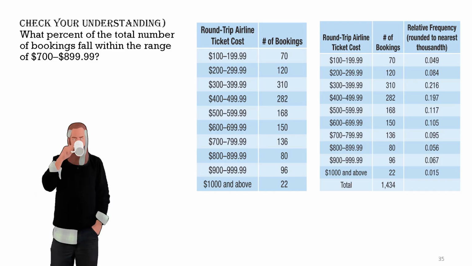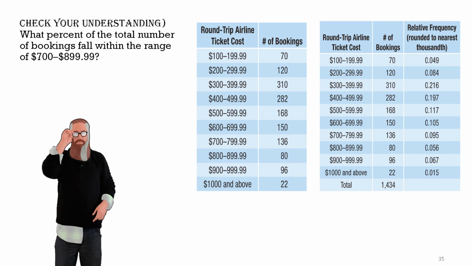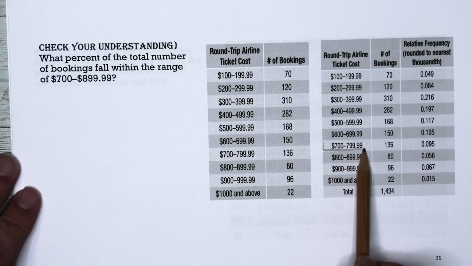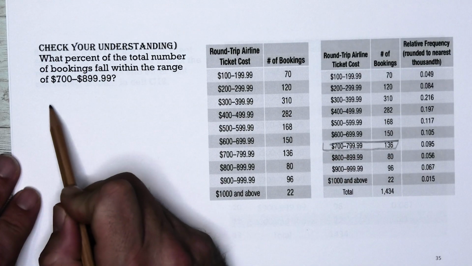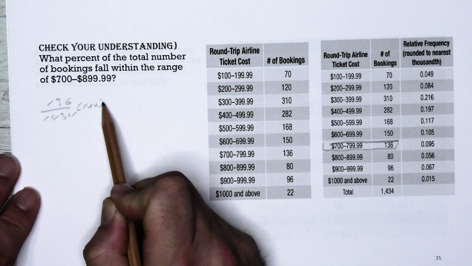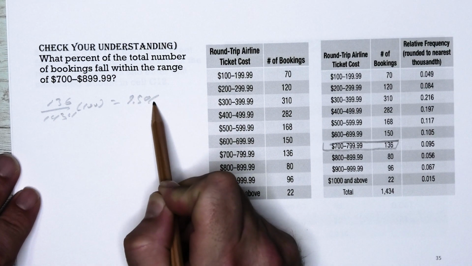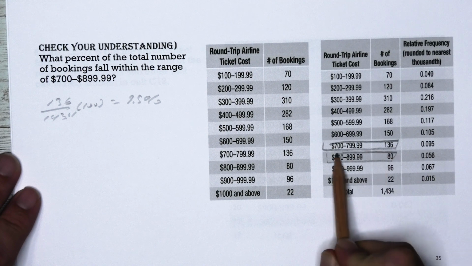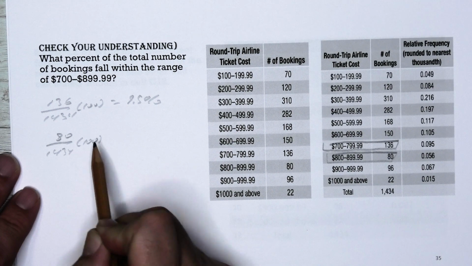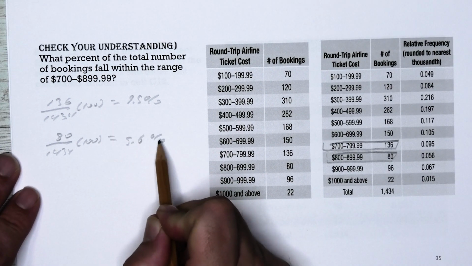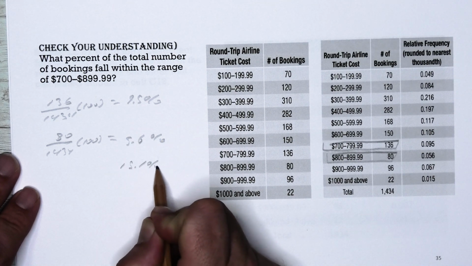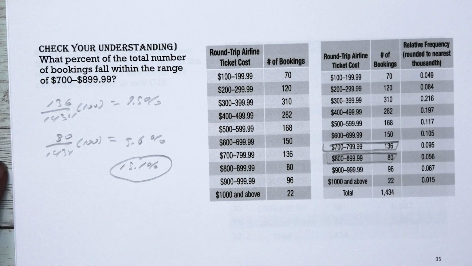Let's check our understanding and say what percentage of the total number of bookings fall within the range of 700 to 899. So 700 to 799 gives us the 136. 136 divided by 1434 times 100 will give us 9.5%. And the 800 to 899 will give us 80 divided by 1434 times 100, which is 5.6%. So 9.5 plus 5.6 will give us 15.1%. This represents 15.1% of the total bookings.